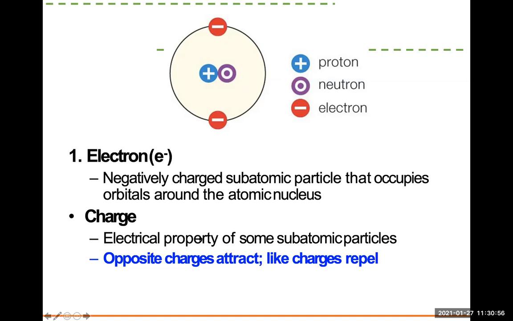Charge is an electrical property of some subatomic particles. Opposite charges attract. We have a proton here that's positively charged, and an electron here that's negatively charged. If you think about this as a solar system, Earth is going around the sun. The electron is attracted to this proton and goes around that nucleus, basically the center. Earth goes around because of gravity, but here we have different reasons. The negative is attracted to the positive, opposite charges attract, and like charges repel. So negative is going to repel negative.